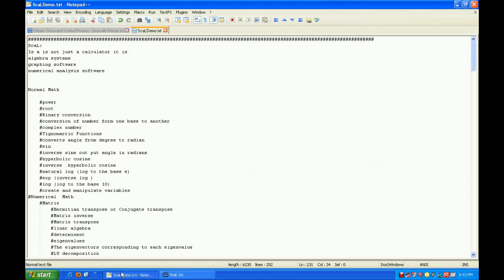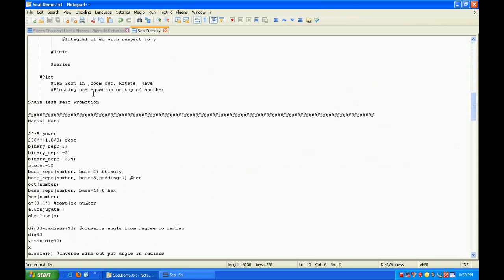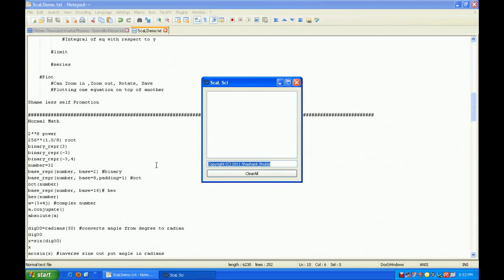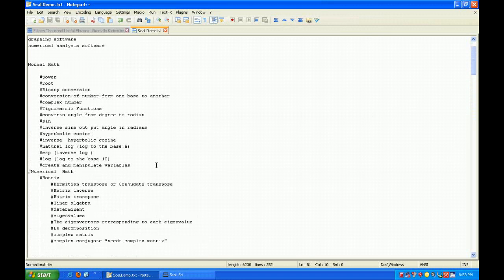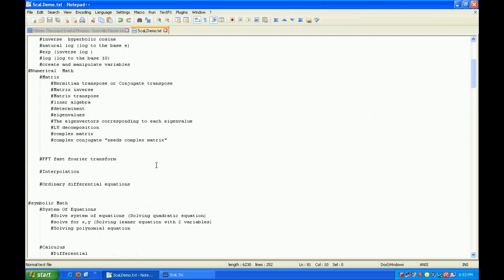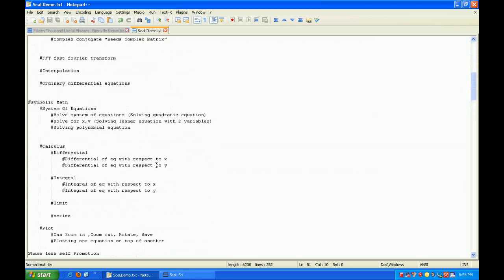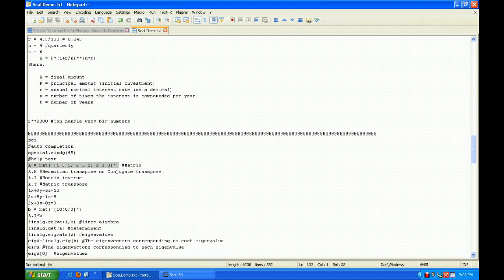ScaL is not just a calculator, it's an algebra system, graphing software, and numerical analysis software. This demo is about ScaL, and it will show what ScaL can do. On a brief note, ScaL can do normal mathematical functions, sine, cos, tan, matrix manipulation, Fourier transform, interpolation, and can solve ordinary differential equations. ScaL can do a lot more things than what can be covered in this demo. It can handle symbolic mathematics. So let's start.